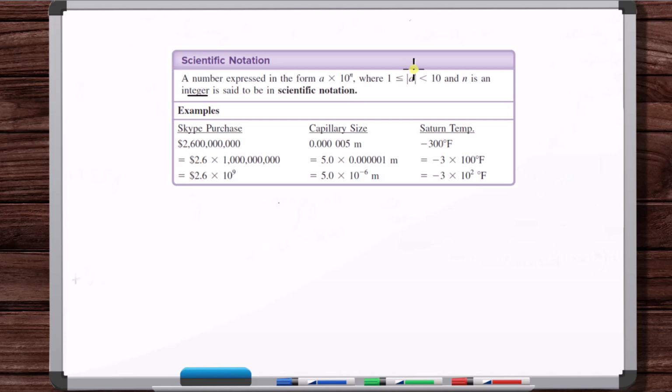And then it says the absolute value, because you can have a negative number. It doesn't have to be literally between 1 and 10. It's the absolute value. So a single number before the decimal point, if there is a decimal point, and you can also put a negative out front. And then the power of the 10 is an integer. So an integer is a negative integer, 0, or a positive integer. That's scientific notation. So let's work some examples.